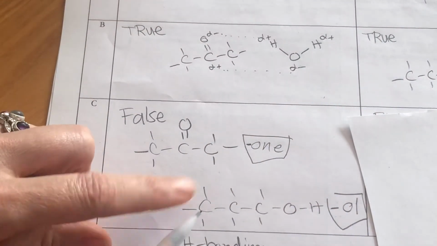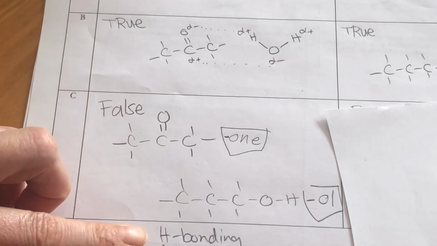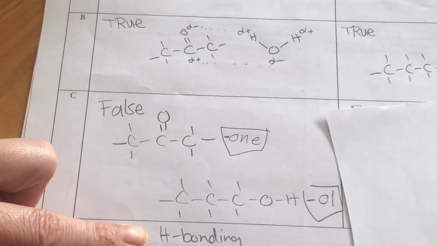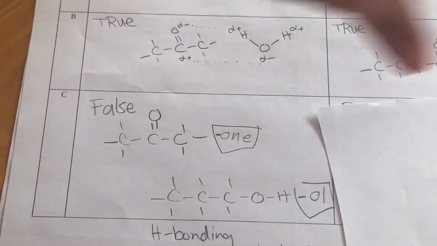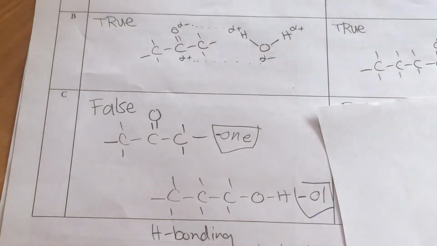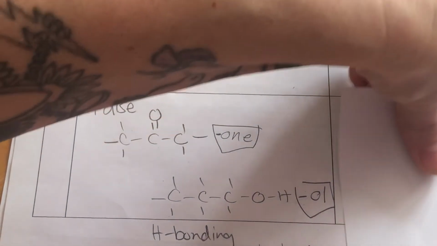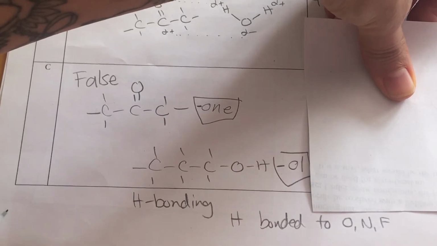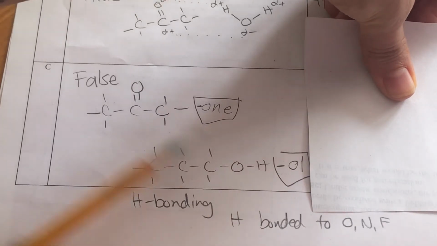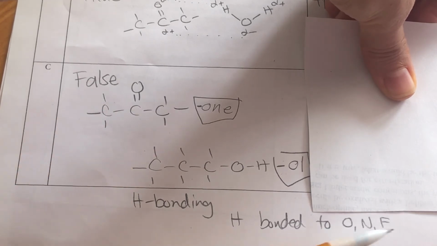This would evaporate more slowly because, remembering hydrogen bonding, it is the strongest of our intermolecular forces. I mentioned that in the previous videos. It is the strongest of our van der Waals forces. So anytime you have a hydrogen bonded to an oxygen, nitrogen, or fluorine, that's when you have hydrogen bonding. Here, there is no hydrogen bonding. Not one of these hydrogens is attached to an oxygen, nitrogen, or fluorine.